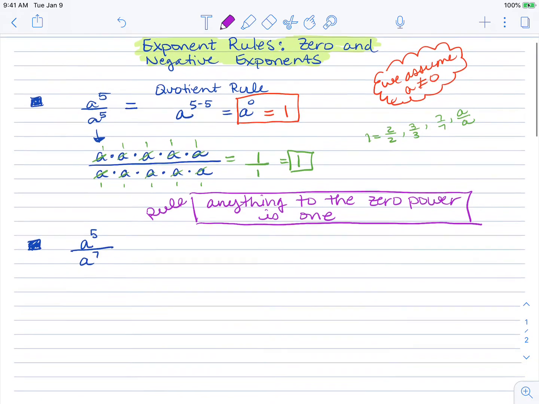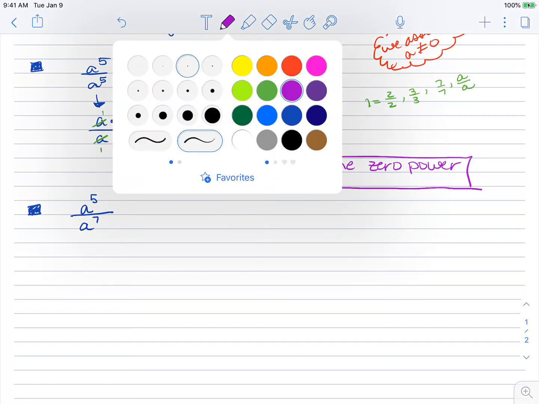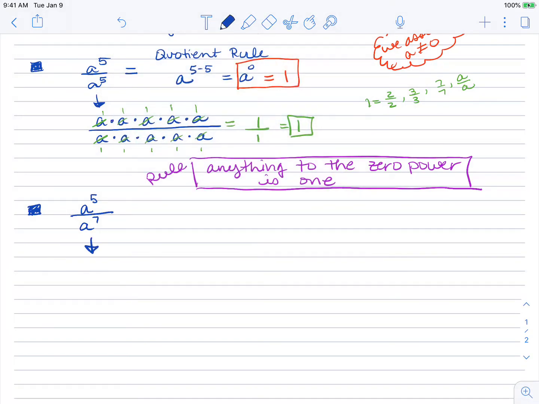The second one I'm going to do is dealing with a to the 5th over a to the 7th. I'm going to do the same thing I did before. I'm going to expand this out. In the numerator, I've got 1, 2, 3, 4, 5, and in the denominator, I have 7 of them, so it's 1, 2, 3, 4, 5, 6, 7.